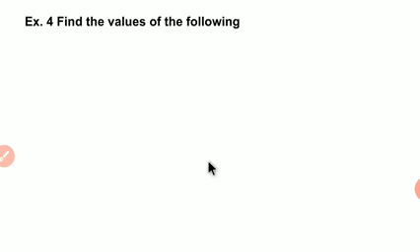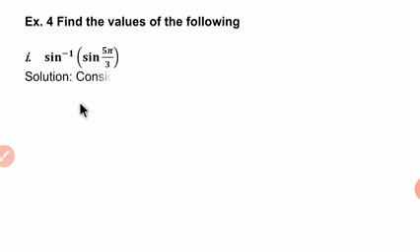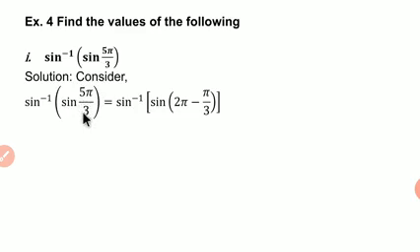Next example, example number 4. Find the value of the following. So first example, sin inverse of sin 5 pi by 3. Now here we know sin inverse of sin theta is equal to theta. Using that, we get the answer is 5 pi by 3. But we have to simplify first. So solution, consider sin inverse of sin 5 pi by 3 is equal to sin inverse of sin of 2 pi minus pi by 3. We split this 5 pi by 3 as 2 pi minus theta.